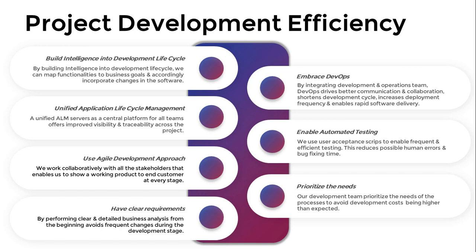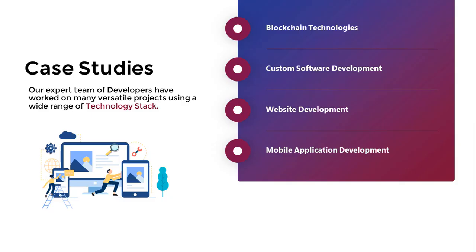And then we have our project development efficiencies that we work through, starting with building intelligence into the development cycle, life cycle management, the agile development approach, having clear requirements, embracing communication and collaboration, making sure that automated testing and QA is completed, and prioritizing your needs. And then we have a number of case studies that you can review below.